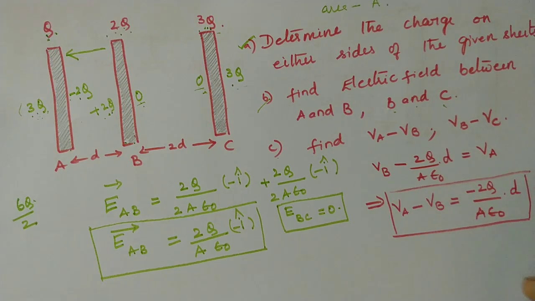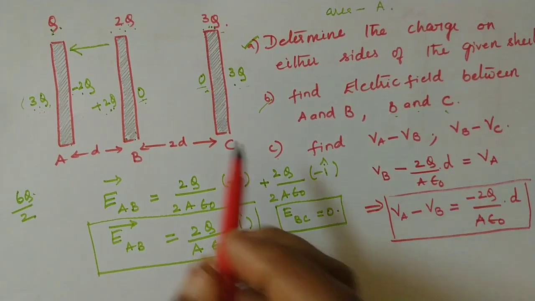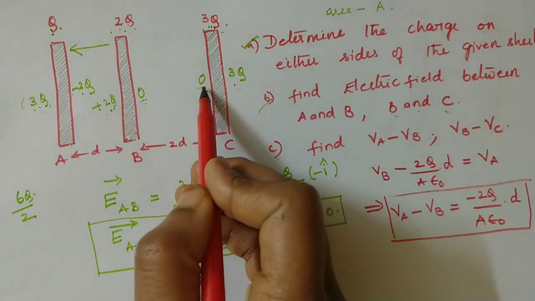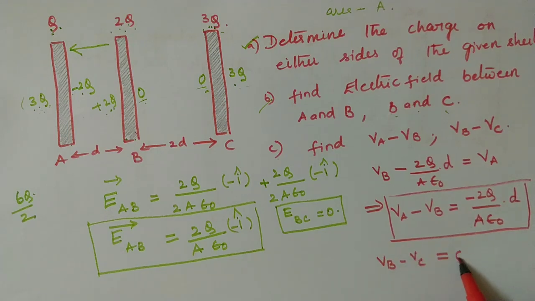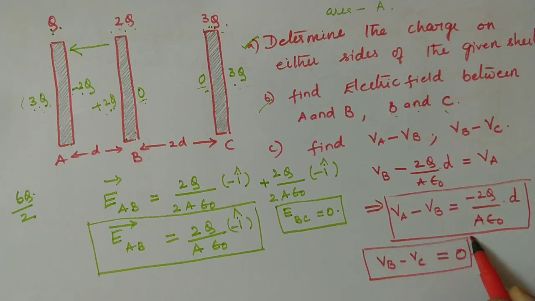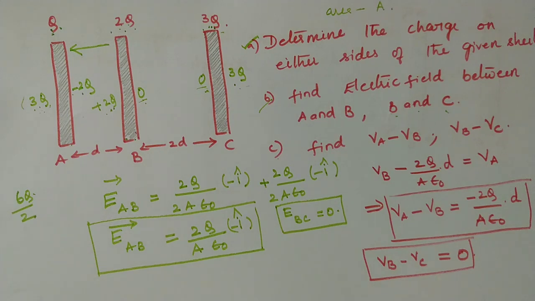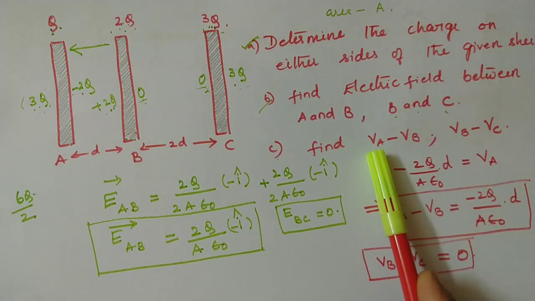And now to find the potential difference between B and C. See, there is no electric field between the plates, so VB minus VC should be 0. Since the field is absent, E into D, E is 0, 0 into anything, the answer would be 0. So this is how you can get the answer for the 3 different bits.